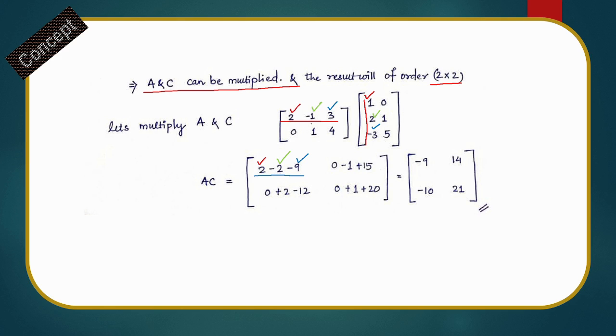Similarly, for the first row and second column: 2 into 0, 0, -1 into 1, -1, 3 into 5, 15. I have written it here in one element. Similarly, you can do it for the second row. So finally, the result will be this one: -9, 14 and -10, 21.